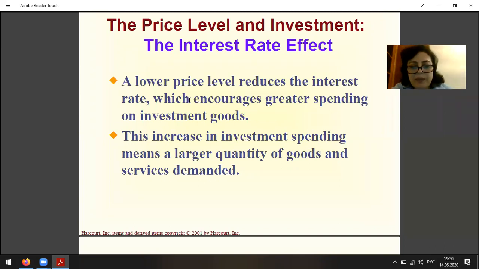But what happens in terms of increased spending, investment spending? It means that again we need a larger quantity of goods and services demanded.